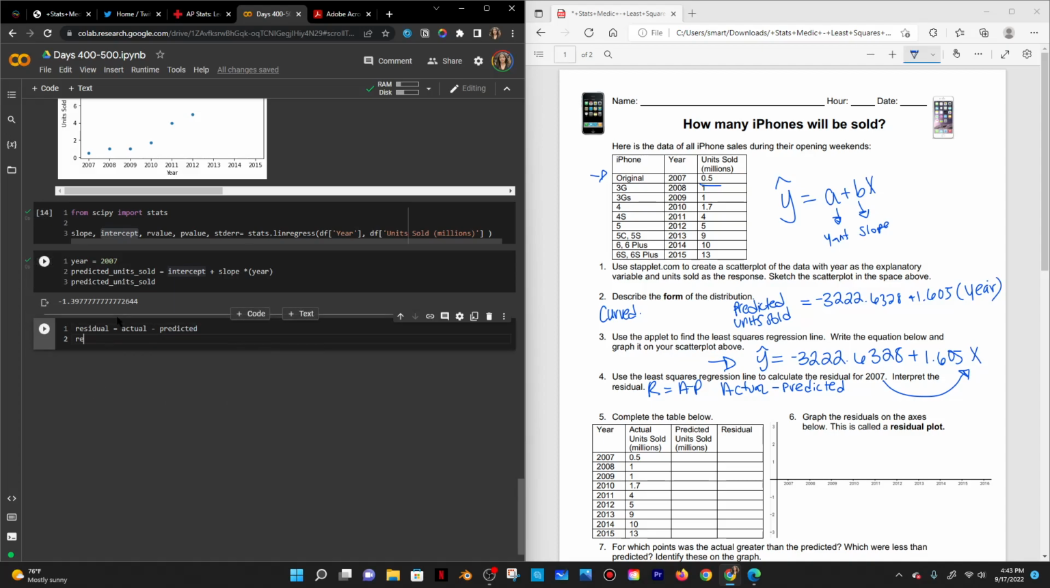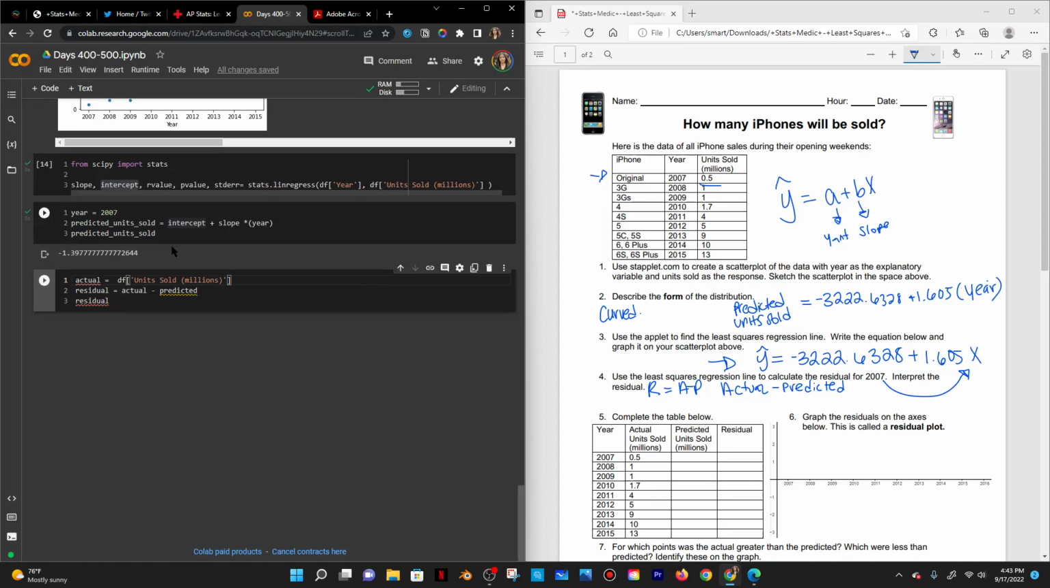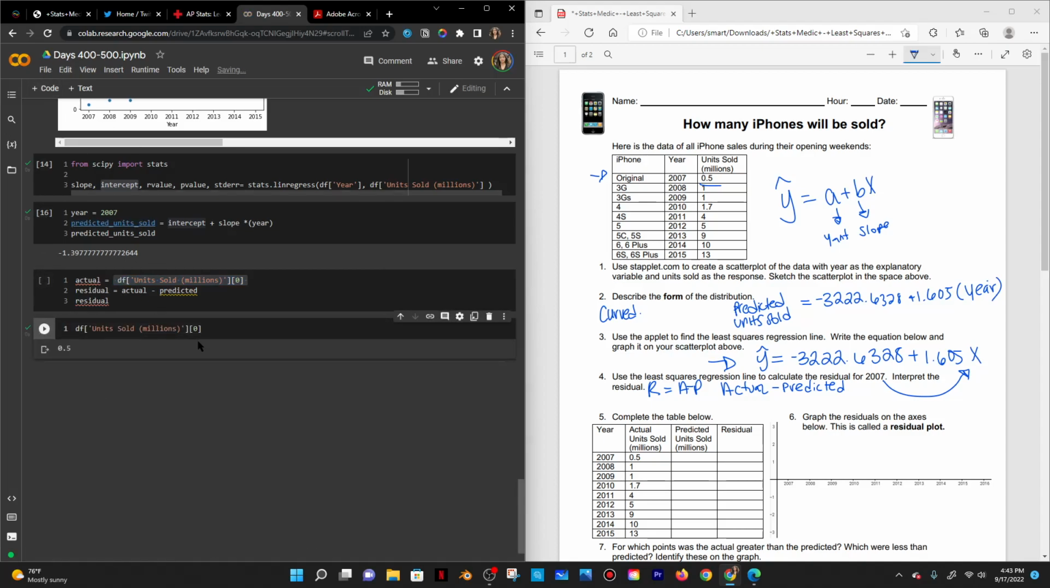So, actually, let me put residual here. So it outputs. Let me set up the variables here. Let's start with the actual value. The actual value is the data frame units sold, and it's the first value. In Python, we start with 0, so the first one is technically 0. Let me run that here so you can see it returns 0.5. That is the actual value here.